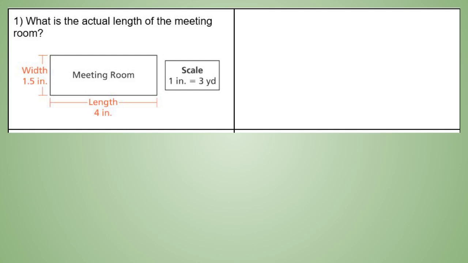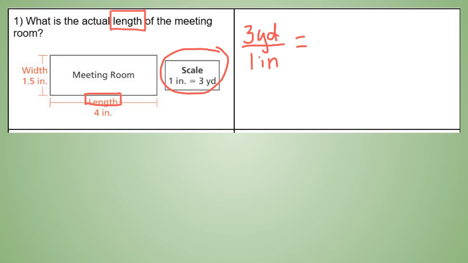Question number 1 says, what is the actual length of the meeting room? So when we were practicing scale, we always took the scale and created a proportion. So 3 yards goes with 1 inch. That's the beginning of our proportion, and we are actually looking for length. So we're going to fill in 4 inches. It's going to go on the bottom because that's where the inches are living.